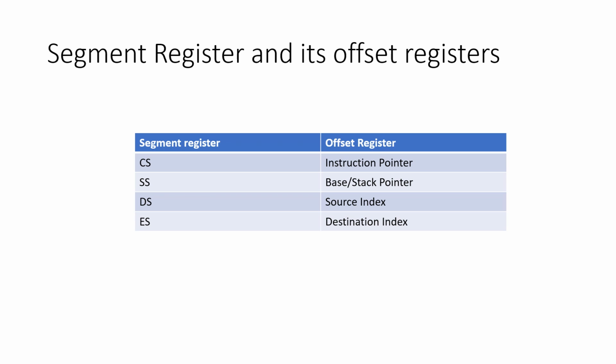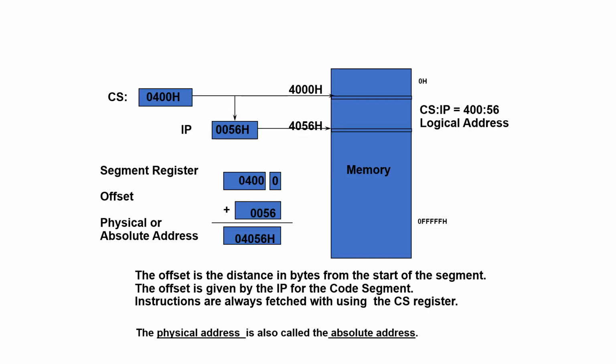So one more thing to remember here is that when we work with segment registers, we define the respective offset registers also that we work with. With respect to code segment, I prefer to use the instruction pointer. When I'm defining the stack segment, I prefer to work with the base or stack pointer. When I work with the data segment, I prefer to work with the source index register. And when I work with the extra segment, I prefer to use the destination index or DI register here. Now let's check this with a couple of other examples.